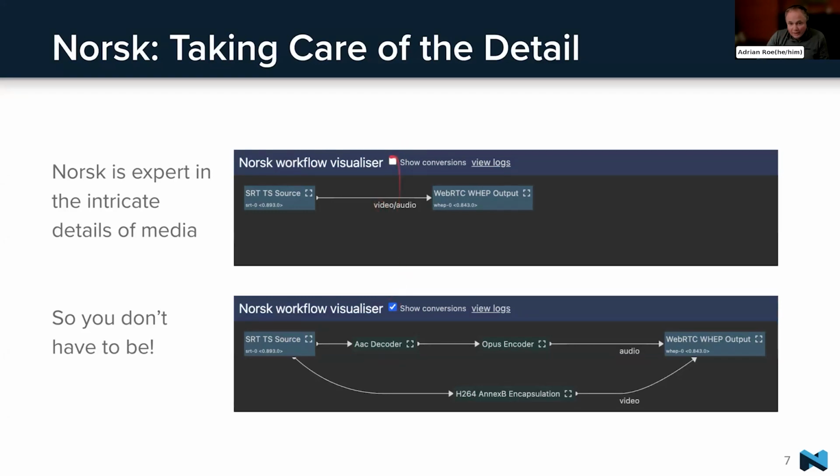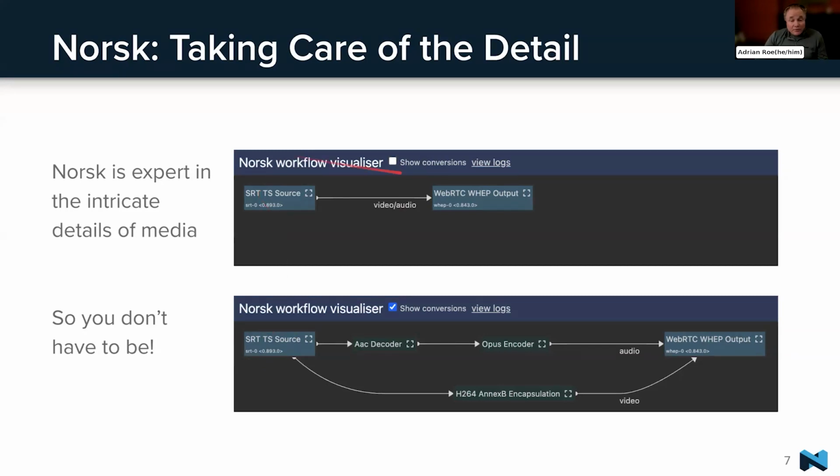If you want to know what Norsk actually had to do in order to deliver that workflow, you can click on this little show conversions button, and it says, well, this is what you asked for. This is what I actually did. So in particular, WebRTC only supports one audio codec, and that's called Opus. Opus, you can't even put into a transport stream, at least not without using non-standard extensions.